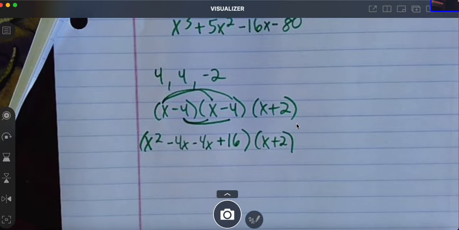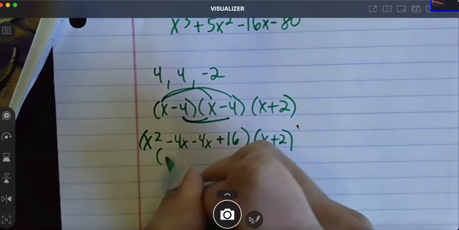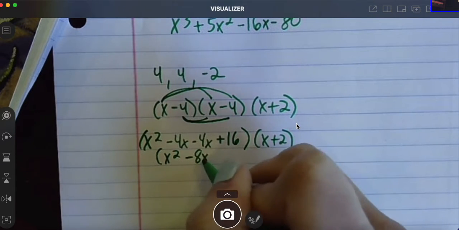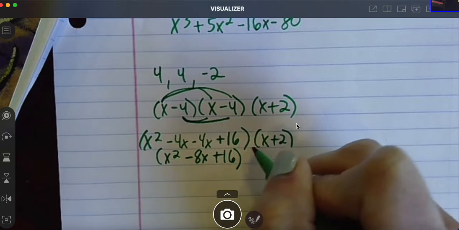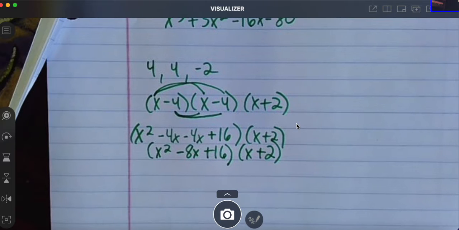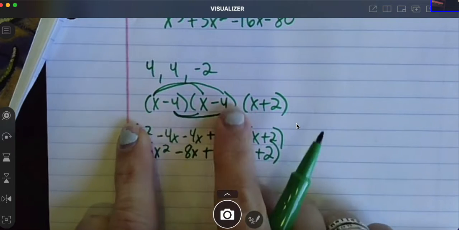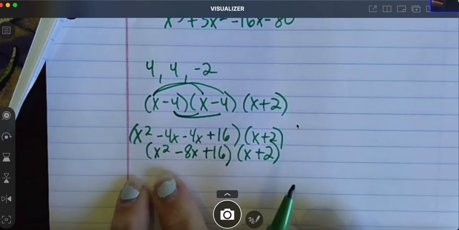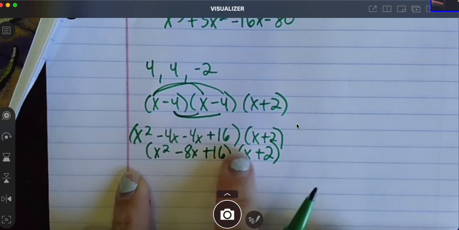But is everybody good with that so far? So I'm going to write down x squared minus 8x plus 16, and I have my x plus 2. I just did my -4x minus 4x and got -8x. Now, this one doesn't make it to where I only have 2 terms. Now I have 3 terms, and we're just distributing each of them. That's all we did up here. We distribute my x, distribute my 4. So I'm going to have to distribute all of these over here.